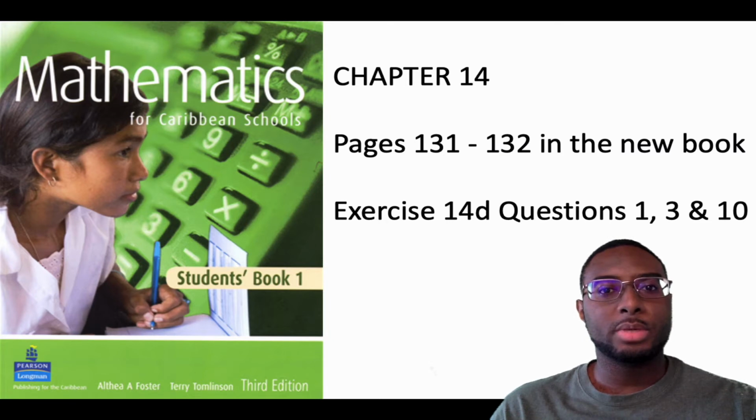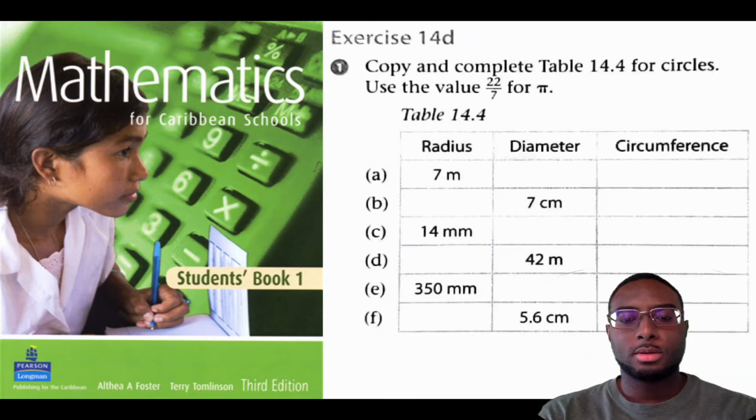In particular, we're going to do exercise 14D, questions 1, 3, and 10. For question 1, you're going to be presented with a table, and you are going to fill in the missing information. If you're given the radius, you're going to calculate the diameter and the circumference. If you're given a diameter, you're going to calculate the radius and the circumference.